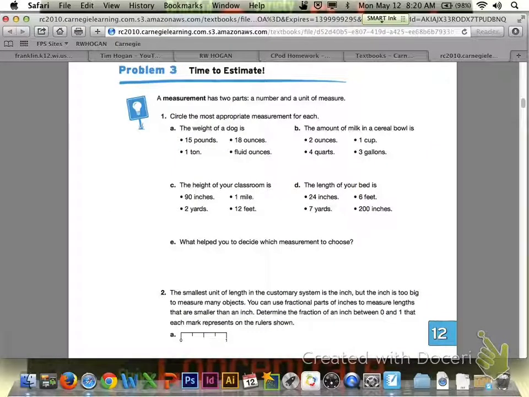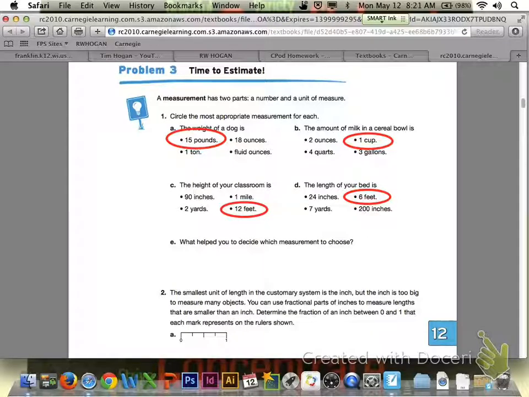Let's move on to page 773 and take a look at problem number 3, where it says it is now time to estimate. Up at the top it says a measurement has two parts, a number and a unit of measure. So for the first problem, it asks you to circle the most appropriate measure for each. Go ahead and do letter A through letter D for number 1.